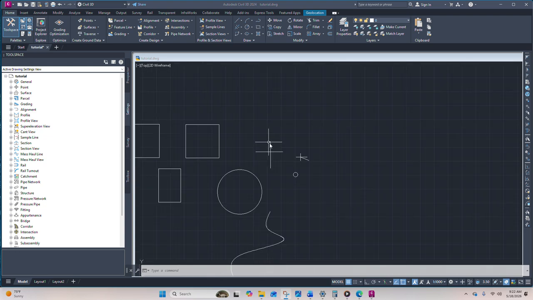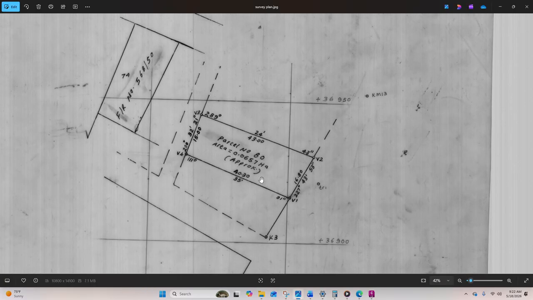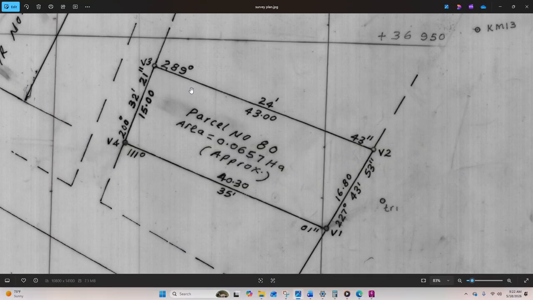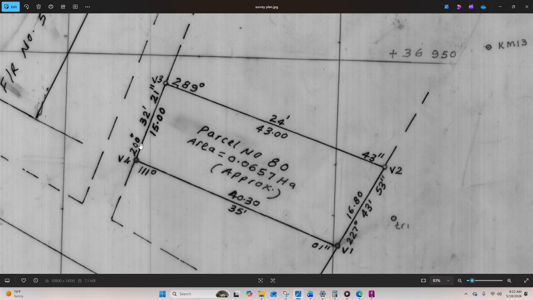So today I would like us to go through distance plotting using distances and bearings. And before we continue, I would like us to go through our guide. You can see this 289 degrees, then 227, then we have 111 and 200.